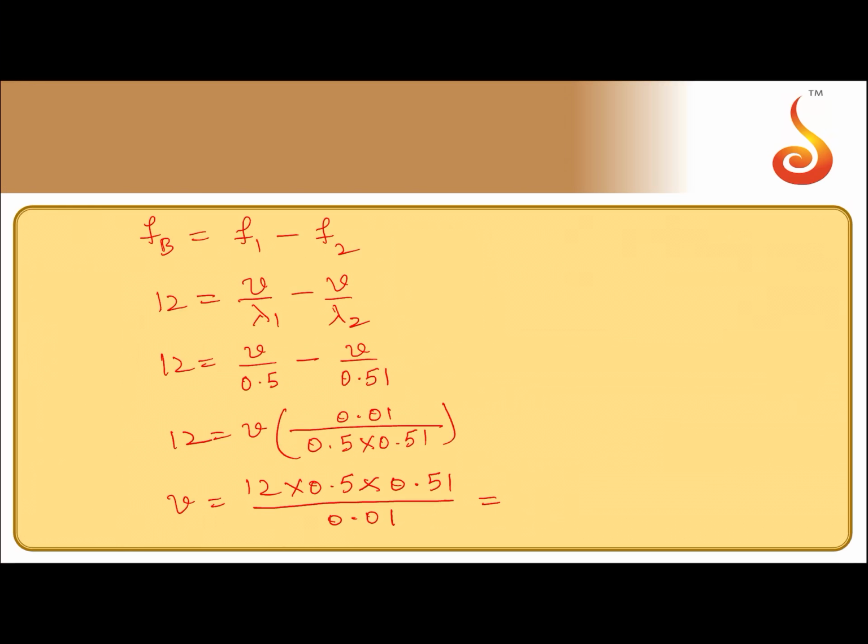So that will give you, 12 into 0.5 is 6. This divided by this will become 51. So 51 into 6, that is 306 meter per second. That is the velocity, which is option C.